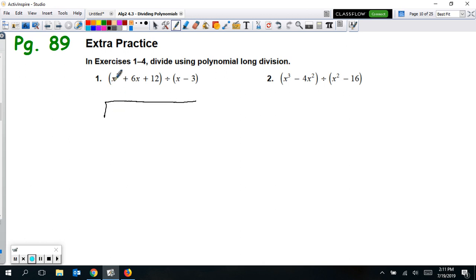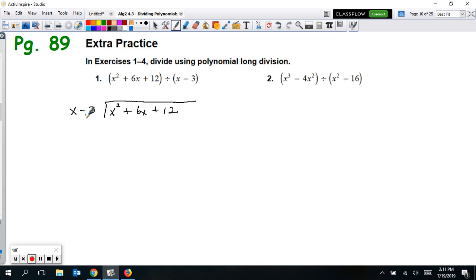Now, as we're writing this down, it is in descending order. We need to look for any missing terms. So it starts off with x squared. The next term should be the x term, which it is. So there's nothing missing there. And the final term should be a constant, and we have a constant. So there's nothing missing on this one. And then over here, x minus 3 starts off with x, then we have a constant. There's nothing missing there either. If there are ever missing terms, we would have to fill that in with a 0, and we're going to see that, I think, on number 2. But there was nothing missing on this one.